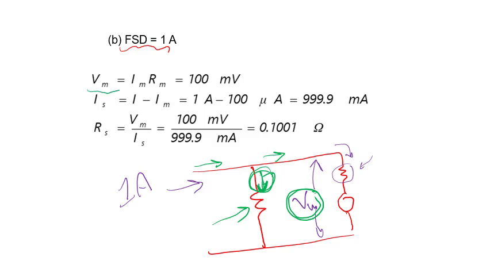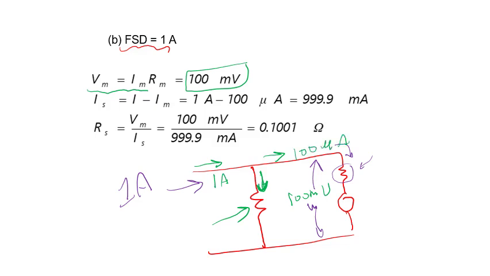So look here, Vm equals Im Rm, which equals 100 millivolt. He means this voltage, this is 100 millivolt. Done. Is equals I total minus Im, that means 1 ampere minus 100 microampere. Subtract them and you get the current at this location, which equals 999.9 milliampere. Now I have this current and I have this voltage.